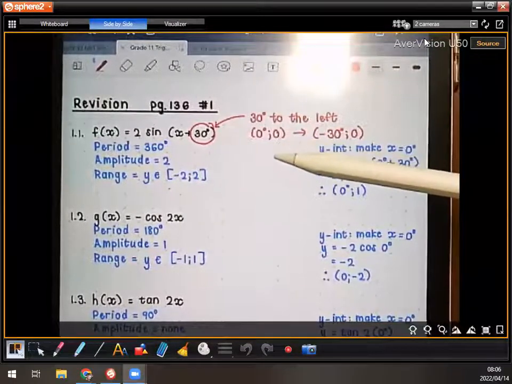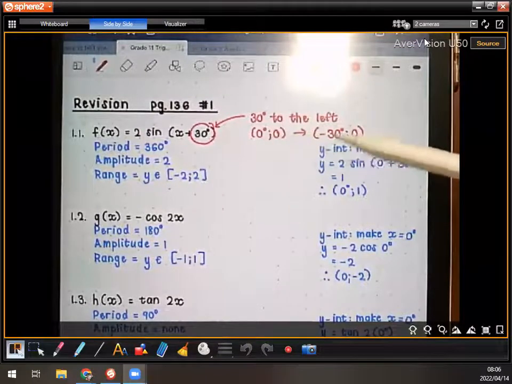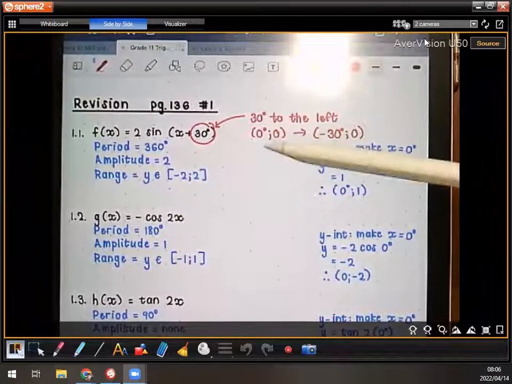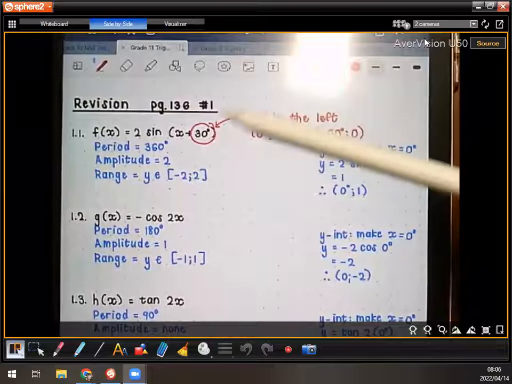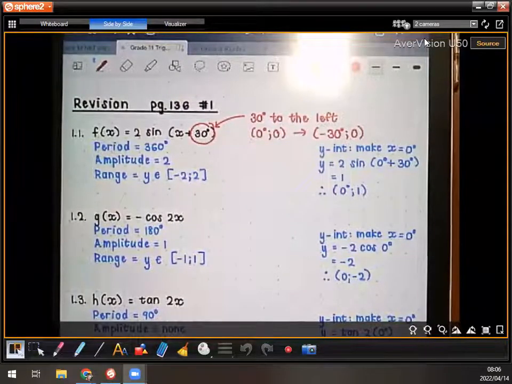Okay, guys, are we understanding this? This is something new. We haven't actually done it before. All right, so please write this down on the slide. If you have an x + 30, that means every single point is going to move 30 degrees to the left.